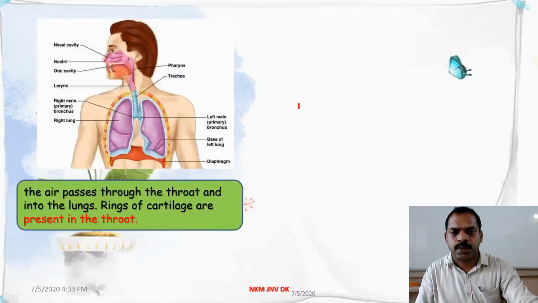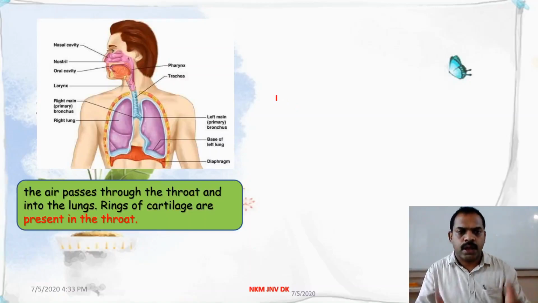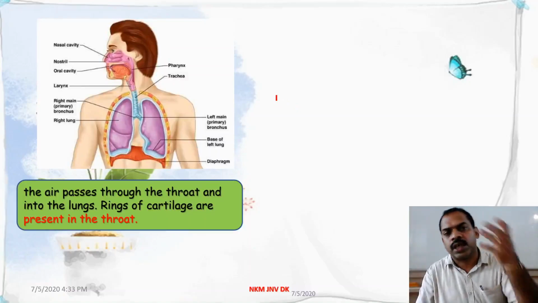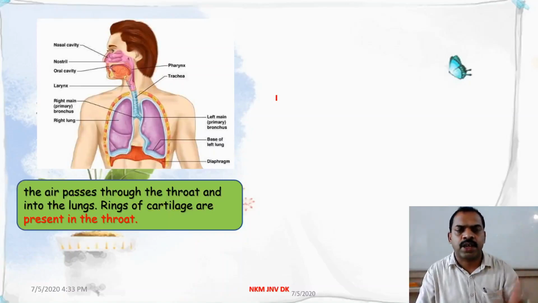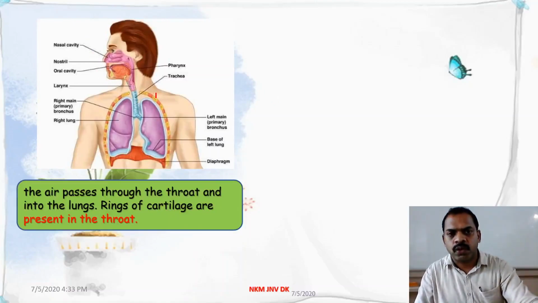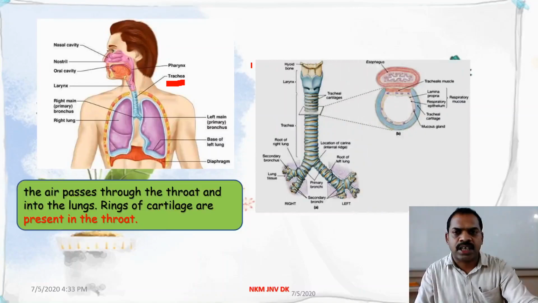So in the human respiratory system, you see the process of movement. Once air comes in from the nostrils, it enters the nasal cavity. Then it goes to the trachea, the windpipe. The trachea is lined with rings of cartilage. Why the rings of cartilage? You can see here the trachea, right from the larynx into the lungs, is covered with rings of cartilage.